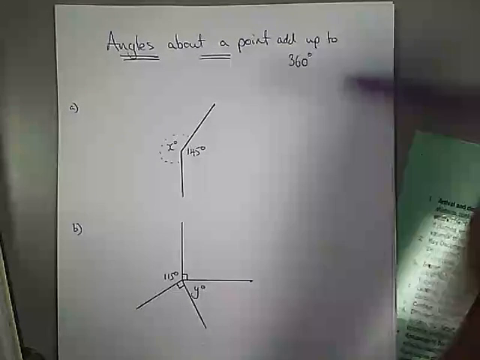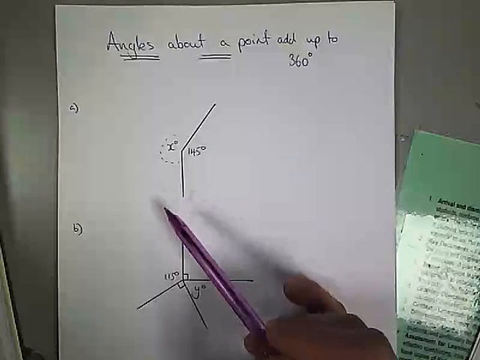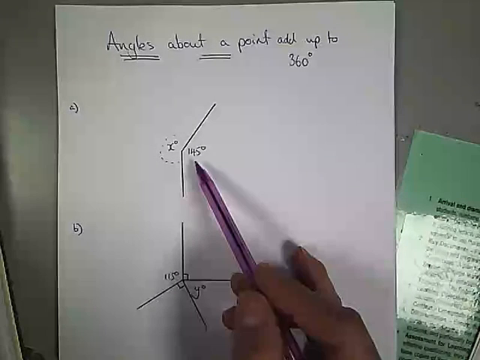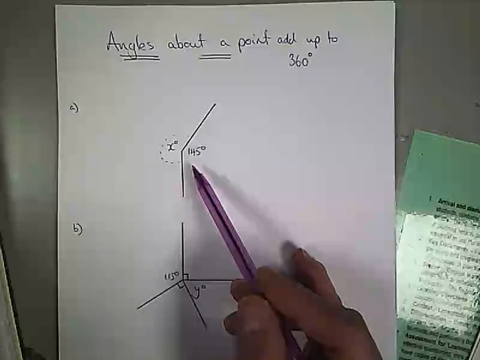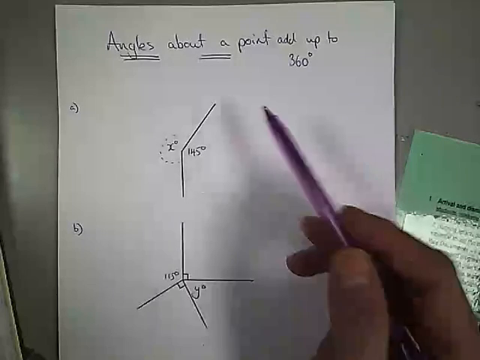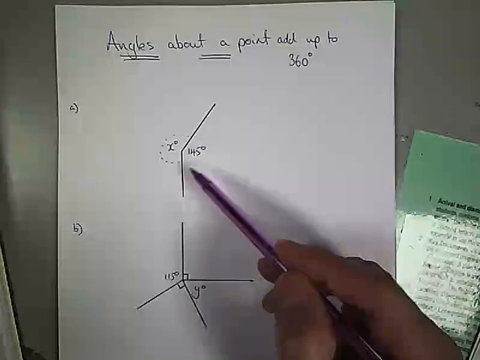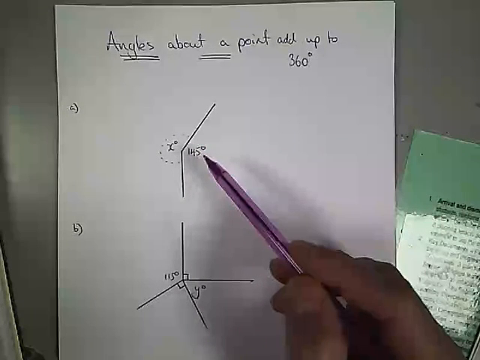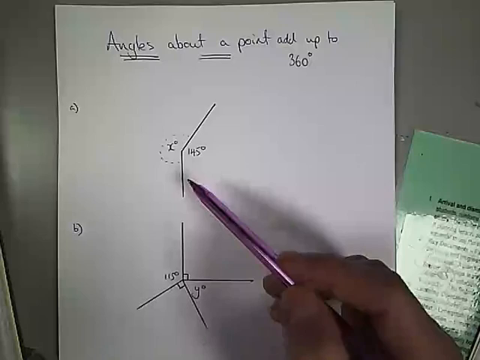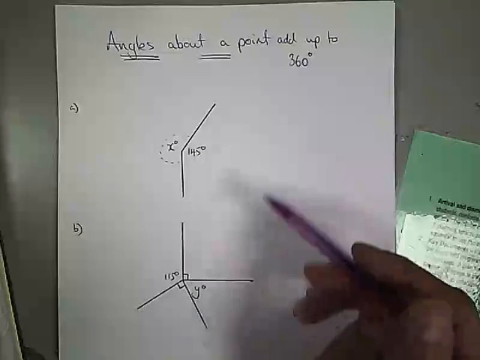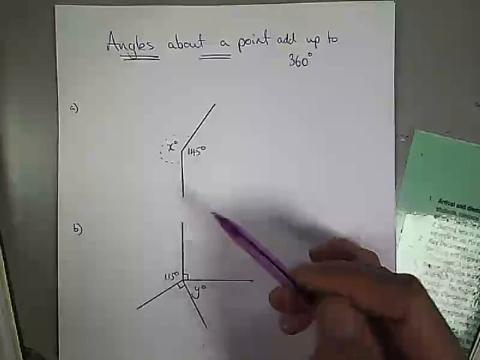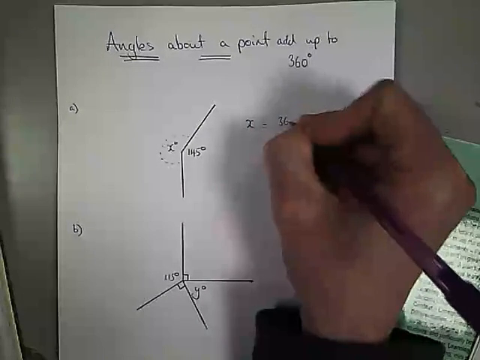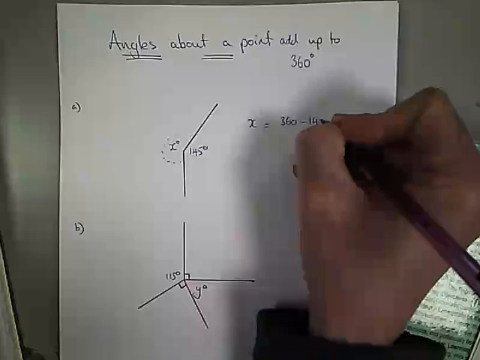Okay, so first example, I'm only going to do two examples. I want to find this missing angle X. Now, they've given me the other side of the angle being 145. So the calculation I need to do is 360 degrees, because all these angles about this point, there's only two of them, need to add up to 360. So if I took 145 degrees away from 360, it would give me my missing angle. So X equals 360 take away 145.